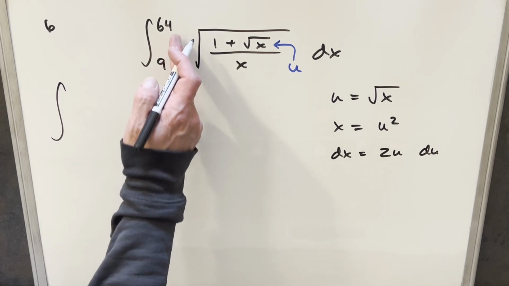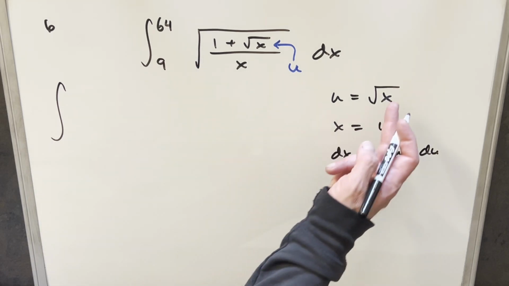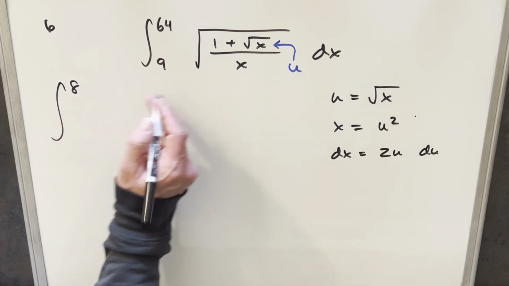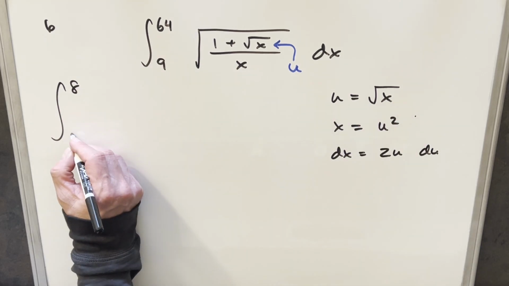It's nice, they gave us perfect squares here, so that's going to simplify nicely because we plug it in here into the square root. Like 64, square root of 64 is 8. Square root of 9 is 3.